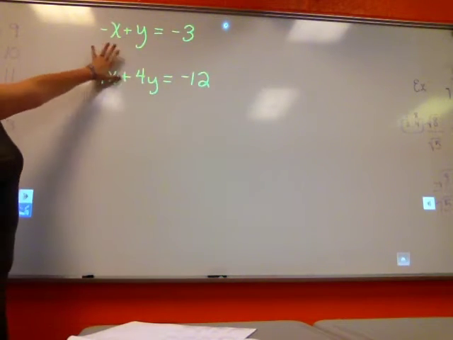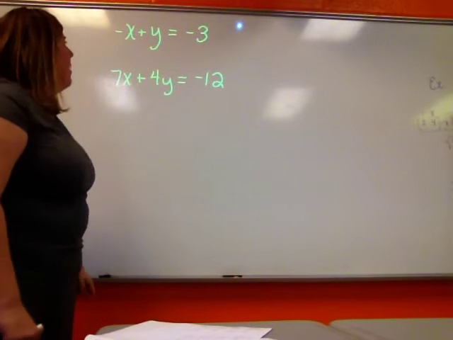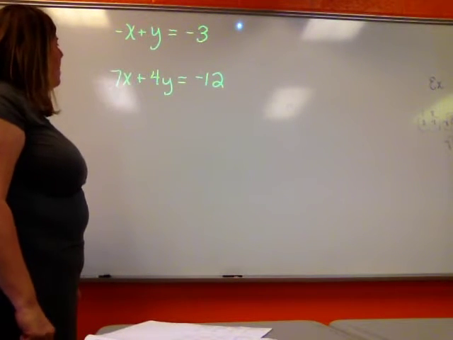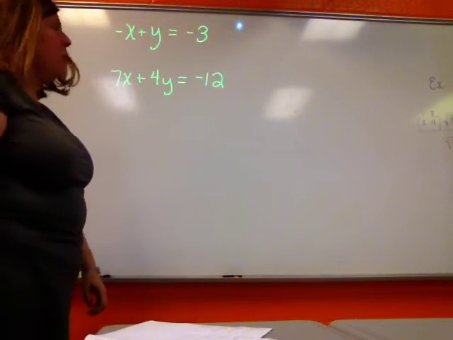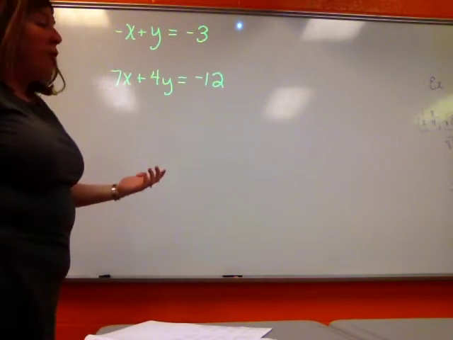Very quickly, I would like to look at this problem, and you're watching this because you missed it. So negative x plus y is equal to negative 3, and 7x plus 4y is equal to negative 12. So I need to take this and solve one of them for a variable.